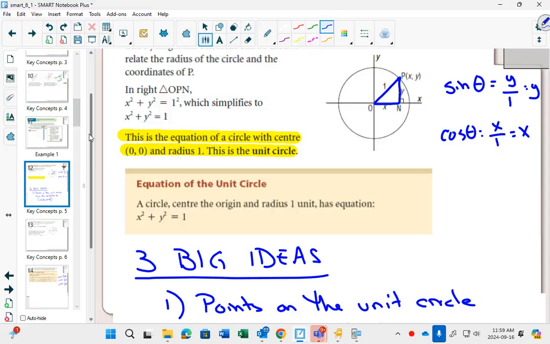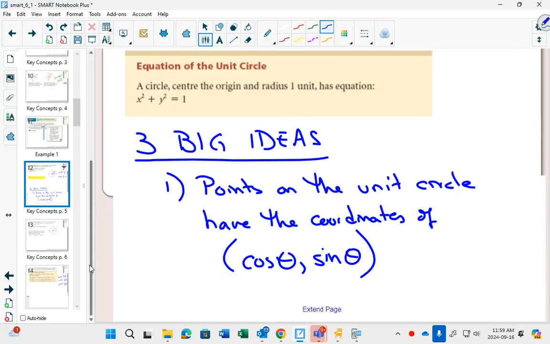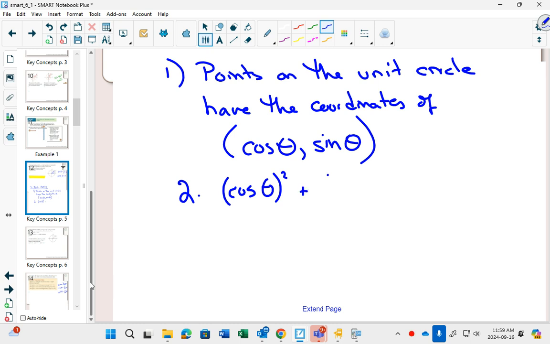If you use big idea number 1 with the Pythagorean theorem or the equation of the circle, big idea number 2 says, well, if the x is cos, and I square it, and the y is sine, and I square it, I will always get 1. This is crazy. This is big idea number 2.